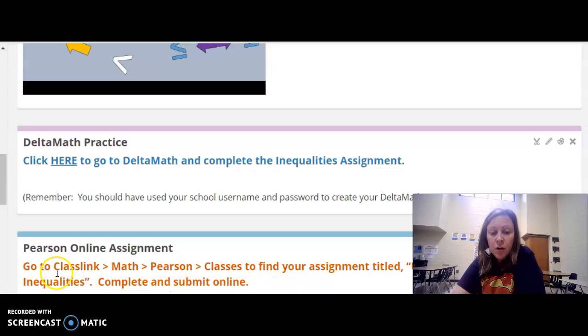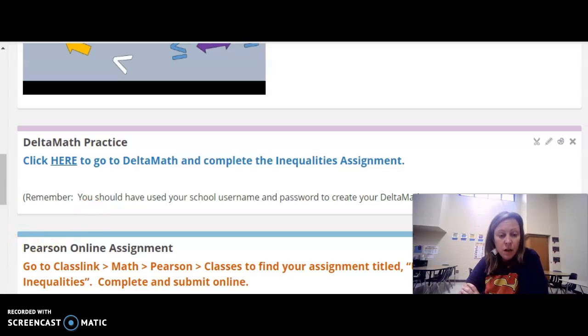In addition, you're going to go to Pearson Online, and here are your directions. You are going to be completing the Unit 2, Week 4, two-step inequalities. So your assignment is called Unit 2, Week 4, two-step inequalities.